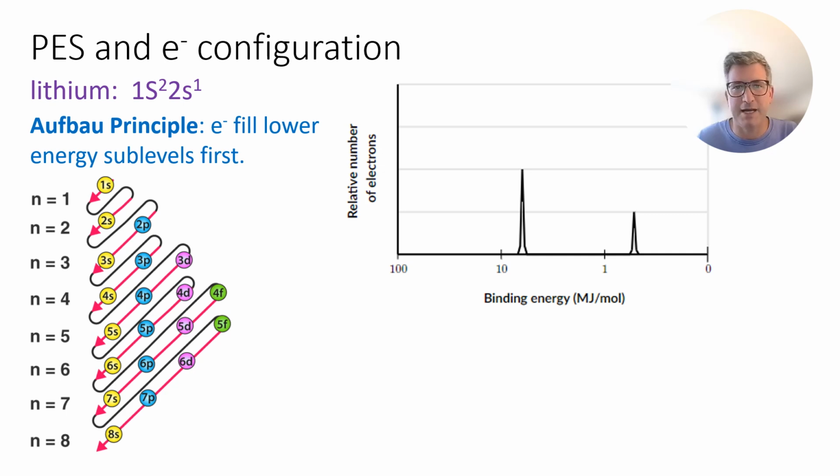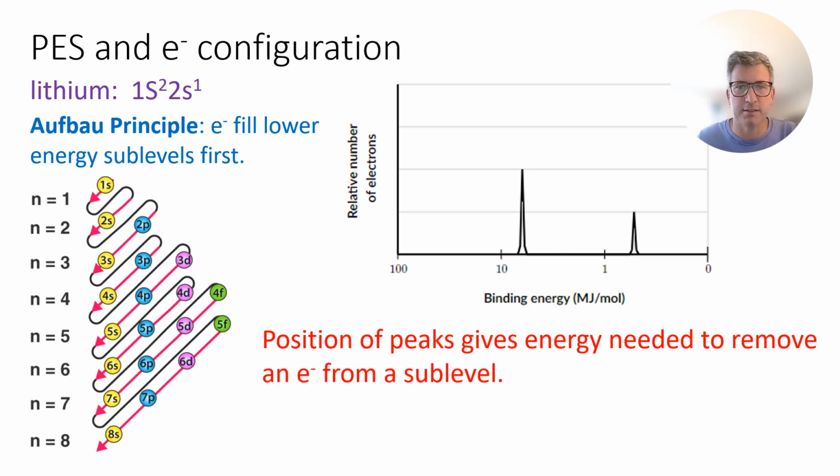So if the y-axis is relative number of electrons, and we already know that the first little peak here should represent the 1s2 holding 2 electrons, then even if we didn't know this was lithium, we should be able to figure out that this would represent 2s1 because the peak is half as tall as the 1s2. In other words, it holds only 1 electron. So even without the y-axis being labeled, we know that this represents 2 electrons and 1 electron, right? So the position of the peaks gives the energy needed to remove an electron from a sublevel.